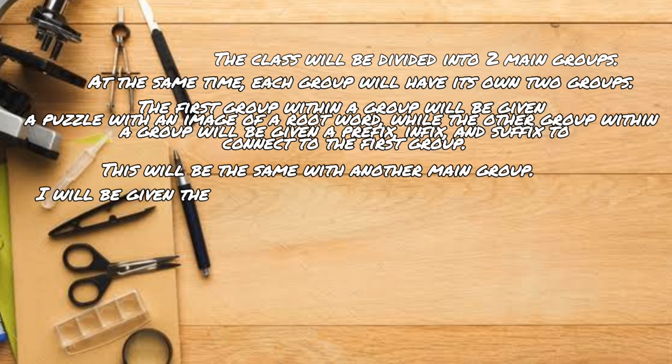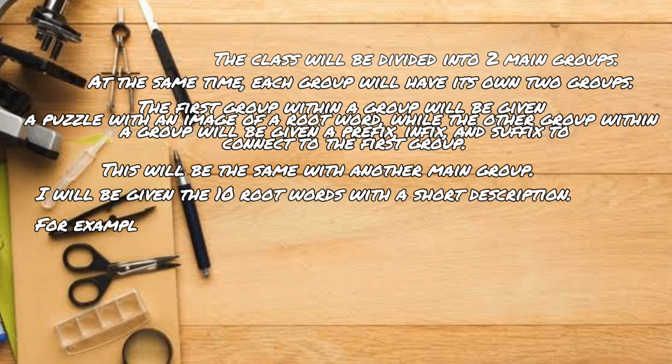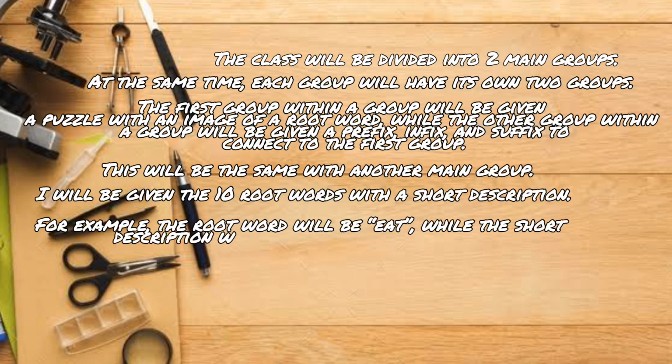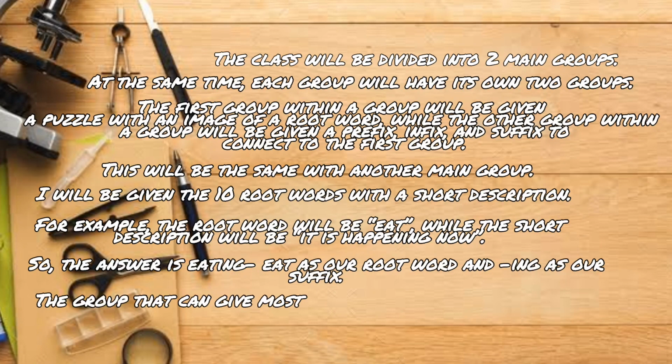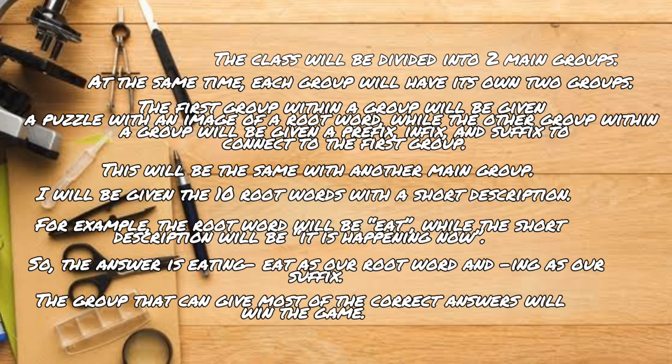Each group will be given 10 root words with a short description. For example, the root word will be eat, while the short description will be it is happening now. So the answer is eating. Eat is our root word and ing is our suffix. The group that can give the most correct answers will win the game.